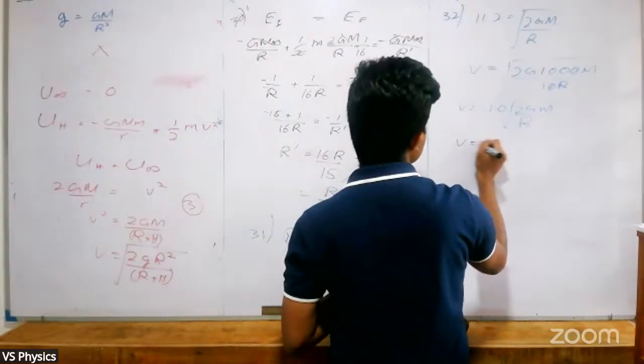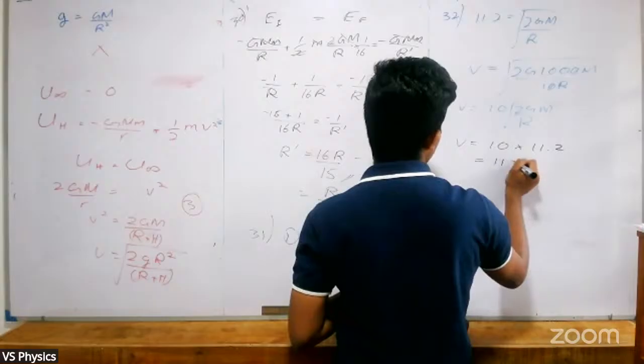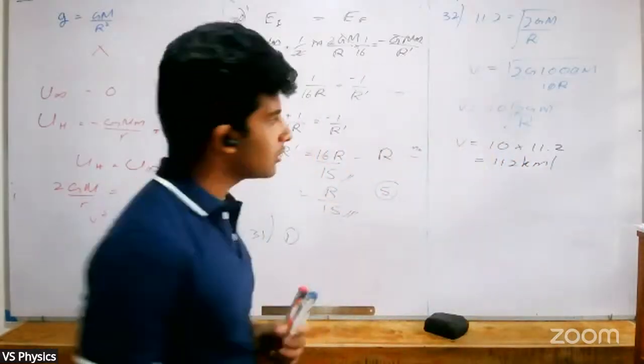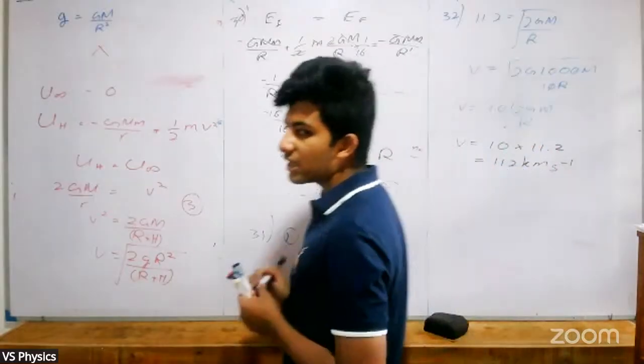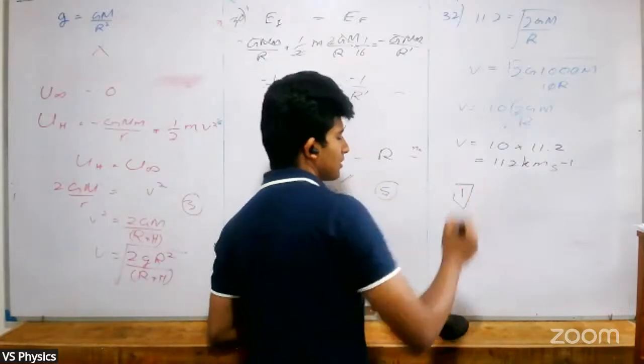Then the velocity is 10 times 11.2, which gives us 112 kilometers per second. That is the final answer. That is the first answer for the 30-second question.